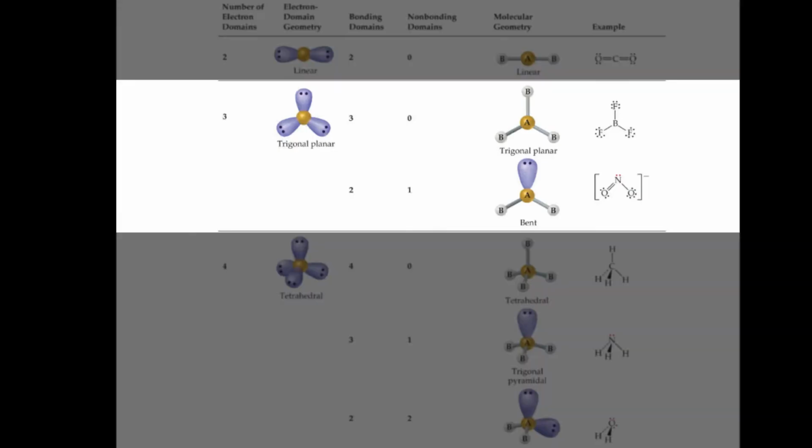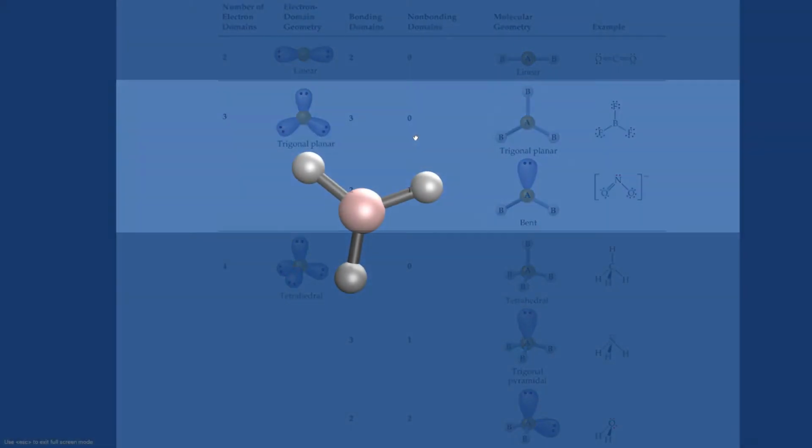Now moving on to 3 electron domains, adopting a configuration as shown here is the best way, geometrically speaking, of keeping each of those 3 domains as far away from each other as possible. Because the shape that is made by doing this is a triangle, and each of these 3 domains lies in the same plane, the name of this electron domain geometry is trigonal planar. And here's an example of a molecule that adopts that particular shape.